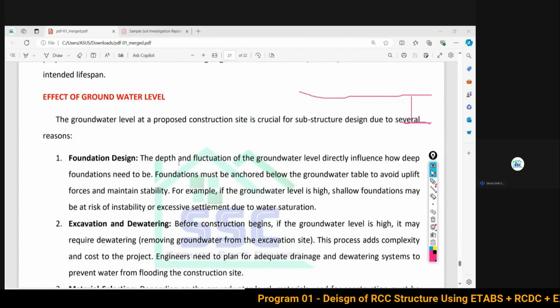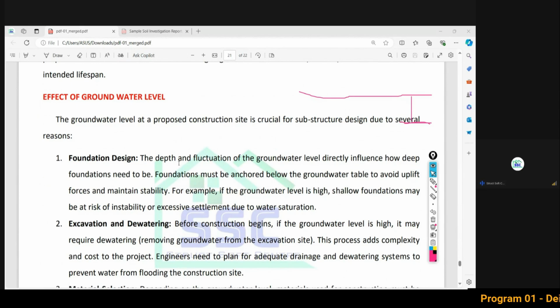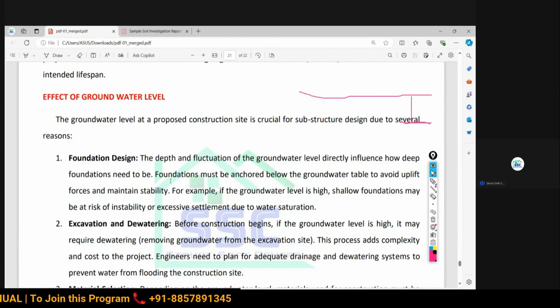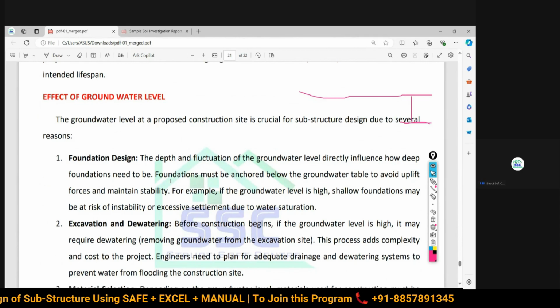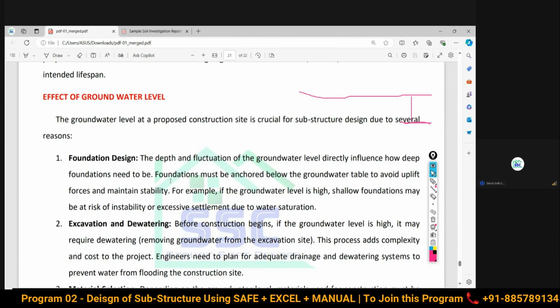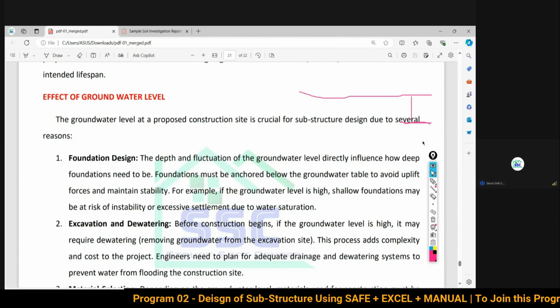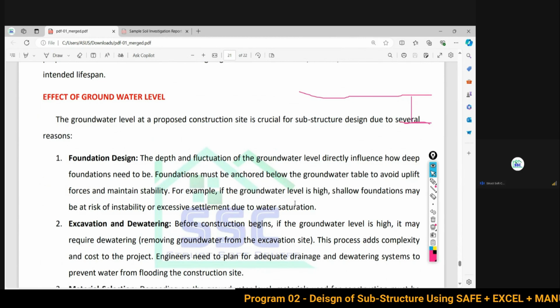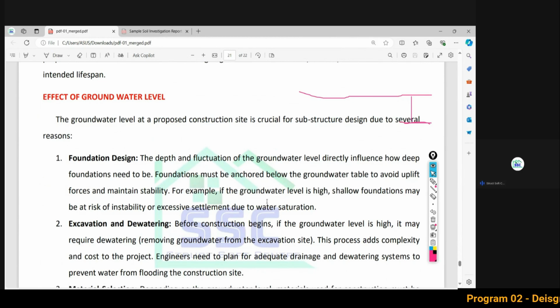So foundation design: suppose at the time of the investigation they found your water level is close to the surface. In that situation, based on that, they are recommending the type of foundation. Actually the soil has the capacity to resist the load, it has adequate bearing capacity, but due to the presence of the water level close to the ground surface, what problem will there be, and due to that problem what type of foundation is going to be changed.